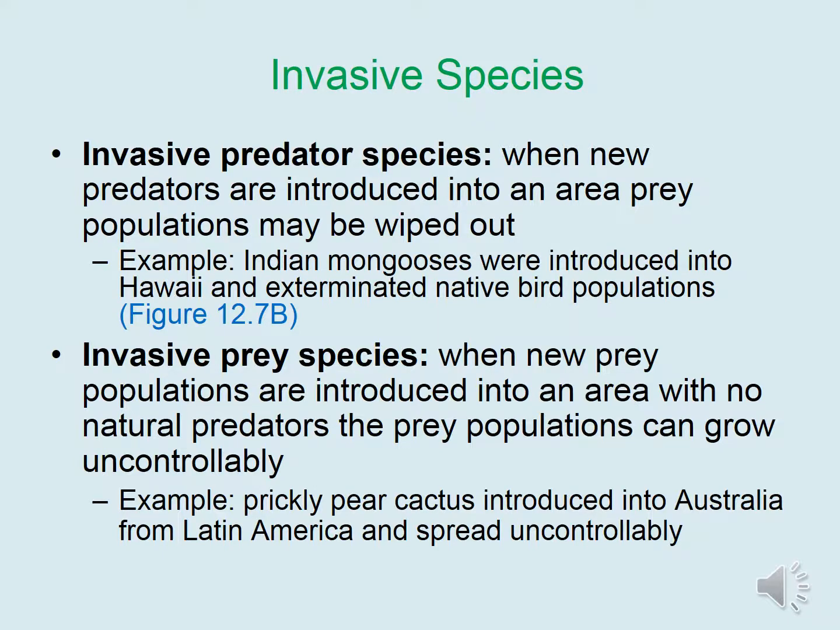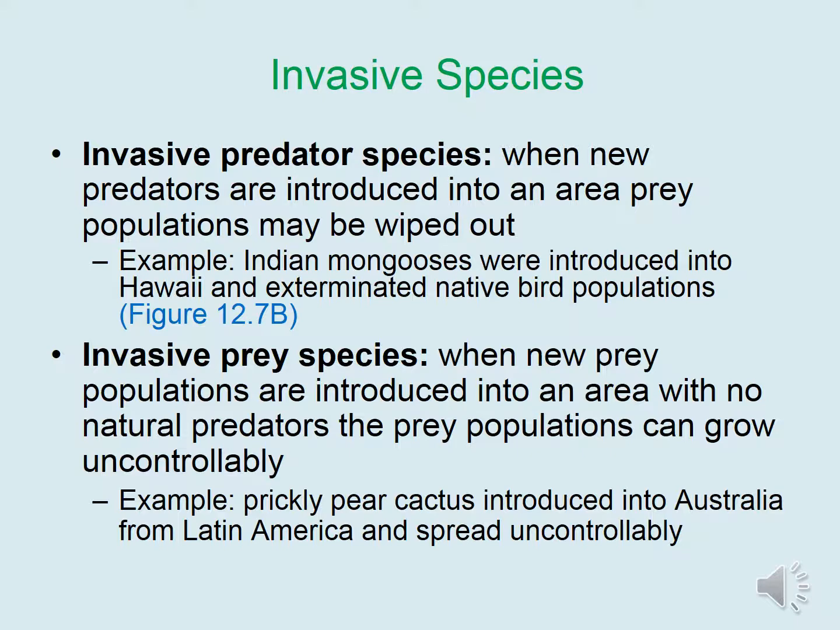An example is that the mongoose from India was introduced into Hawaii as a way to exterminate rat populations found on sugarcane farms. The problem is they also ended up exterminating native bird populations.